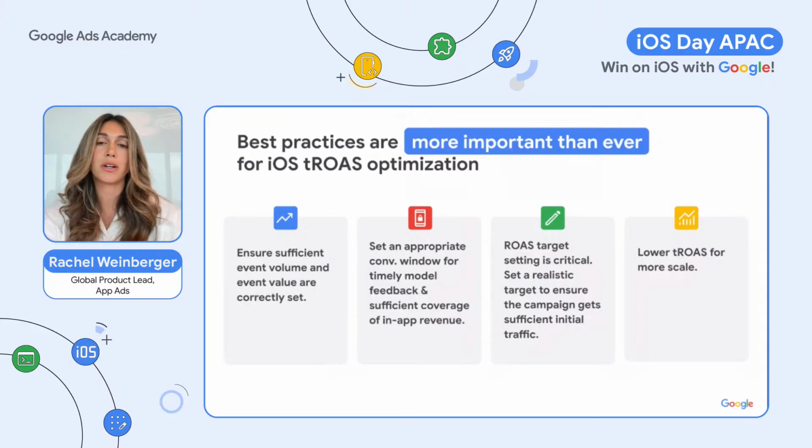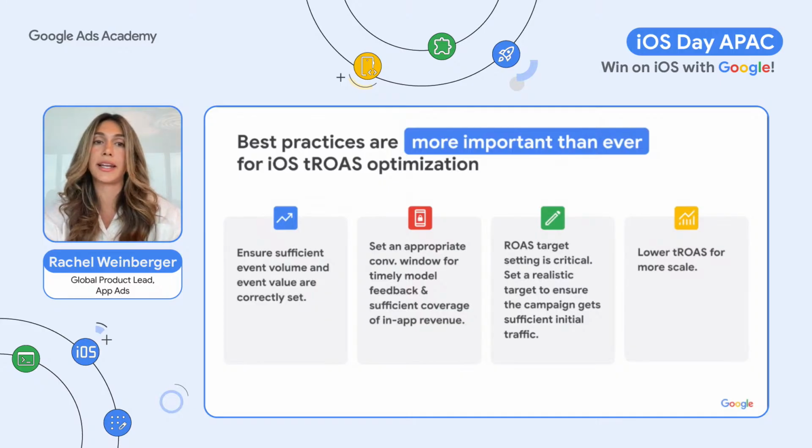The next one is setting an appropriate conversion window. A shorter window will allow the model to learn faster, but a longer window will capture more conversions. So it's really important to consider the trade-off for your business and what window is appropriate for you. We also recommend waiting about 2 to 3 cycles of your conversion window to fairly evaluate your performance.